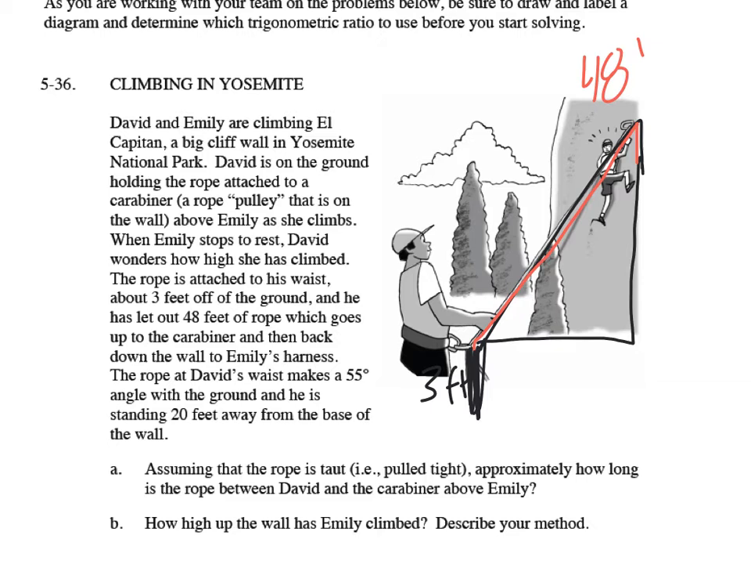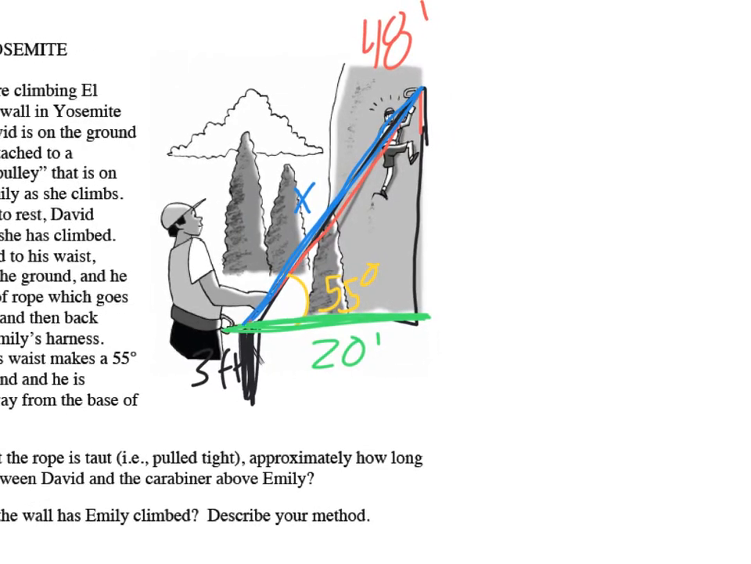And we're also told that this angle right down here is 55 degrees, and that the base of the climbing wall, or the base of the cliff, is 20 feet away from where he is currently standing. And so our first task in this problem, in part A, is how long is the rope between David's carabiner and this carabiner up on the climbing wall. In order to determine that, I'm going to call that distance x. I don't know what it is.